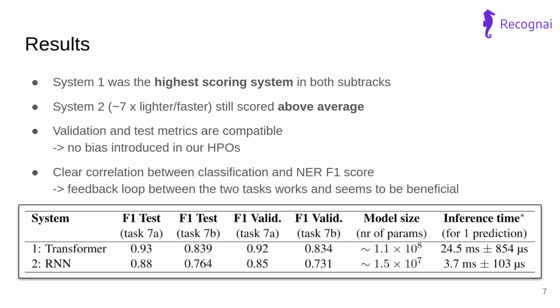In our HPOs, we also saw a clear positive correlation between the F1 scores of both subtasks, which means that the feedback loop between the two subtasks is working, and we seem to benefit from solving both tasks simultaneously.